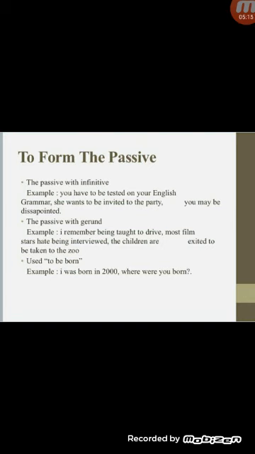I remember being told to drive. Most film stars have been interviewed. The children are excited to be taken to the zoo. Used to be born. Example, I was born in 2000. Where were you born?